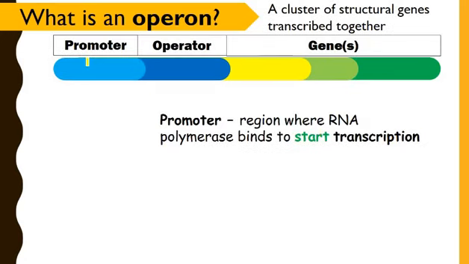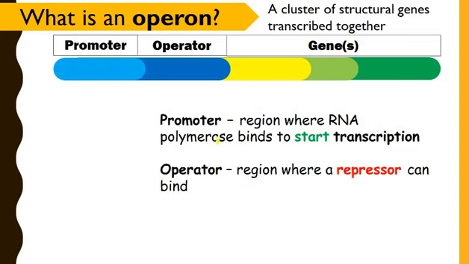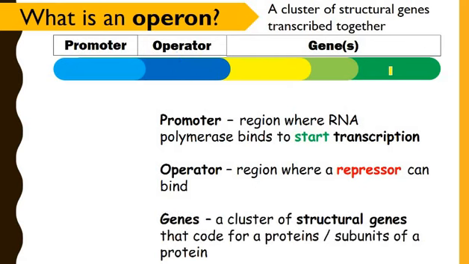So the promoter region is where RNA polymerase, the enzyme involved in protein synthesis, actually binds to the DNA to start the process of transcription. Okay, so this needs to be free for RNA polymerase to bind. The operator region is where a regulatory protein, like a repressor, something that will stop transcription, can bind. And then finally we've got this cluster of structural genes that code for the actual proteins or the subunits of a protein.